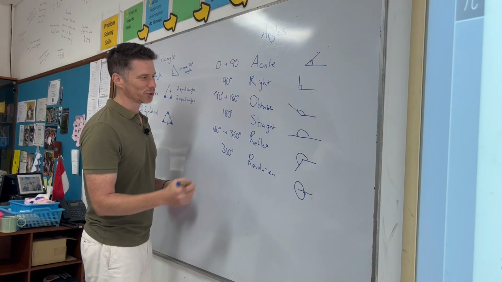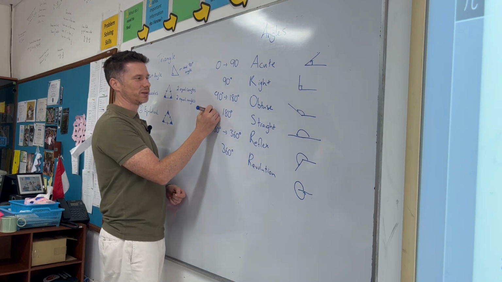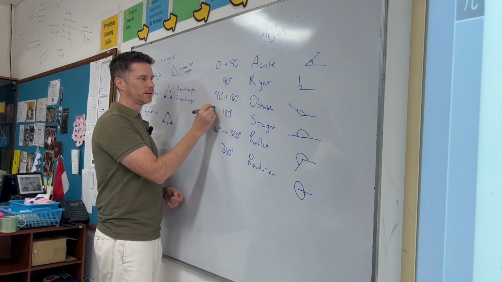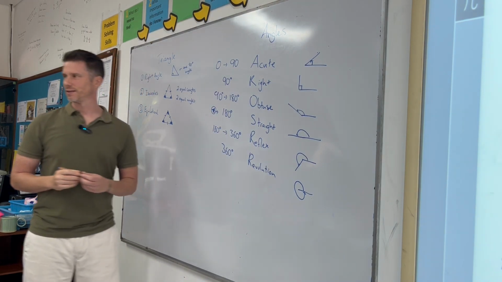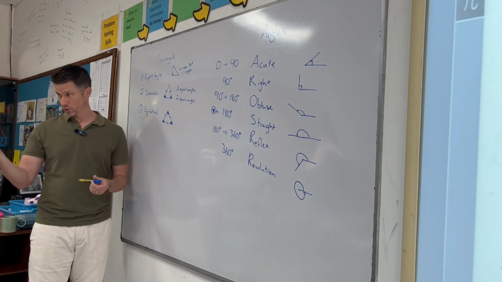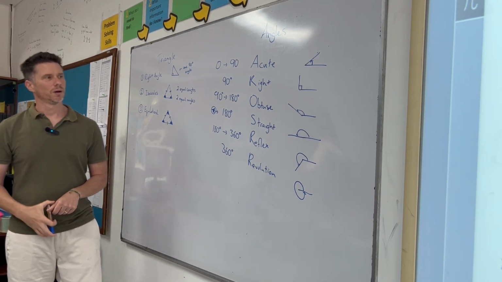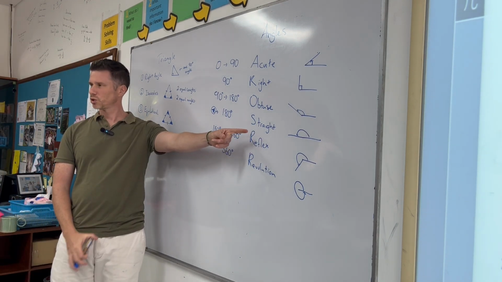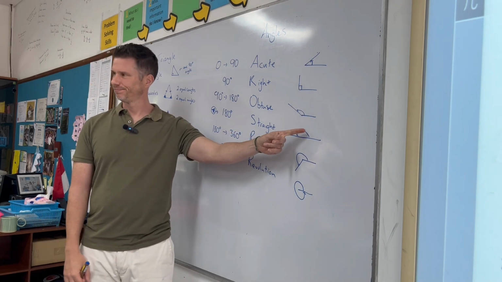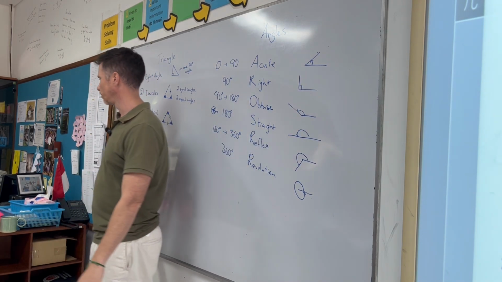Because each angle in the quadrilateral is a 90-degree angle, which adds up to 360. Yeah, well, that's a specific one. A square, yeah. So it's got something to do with a straight line or half a circle.